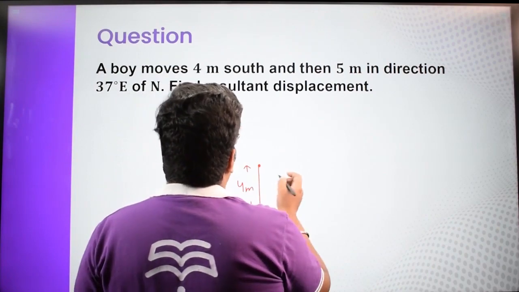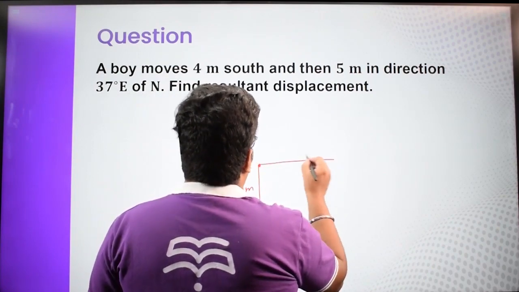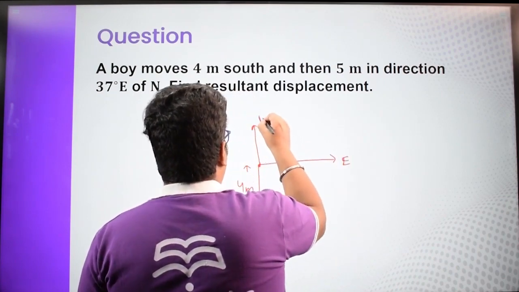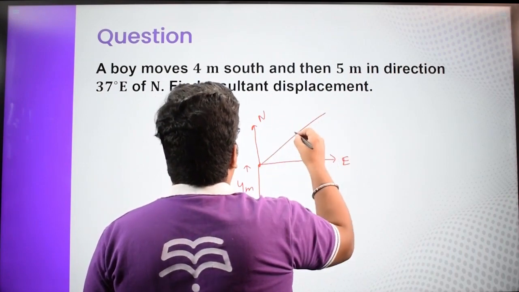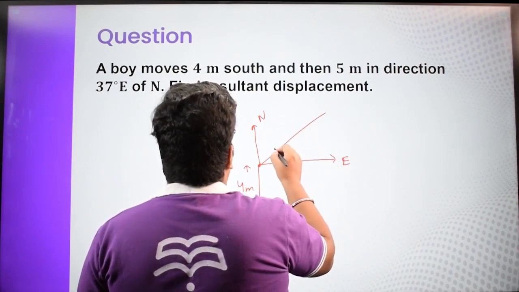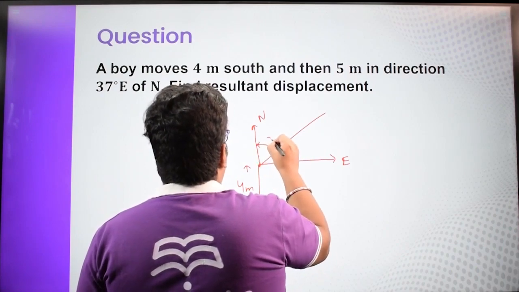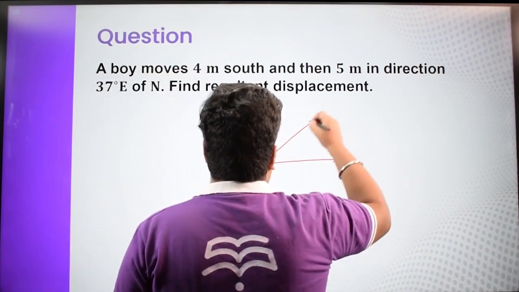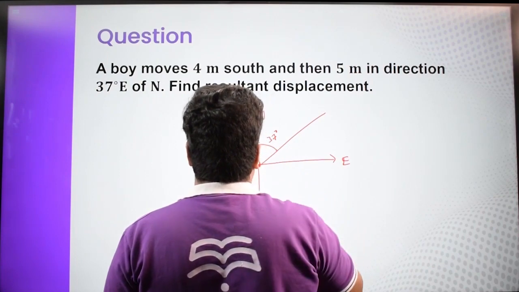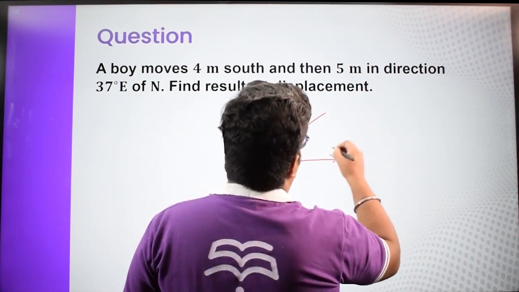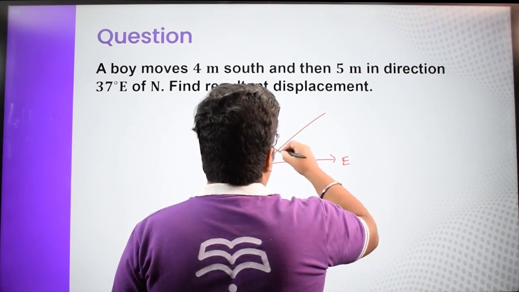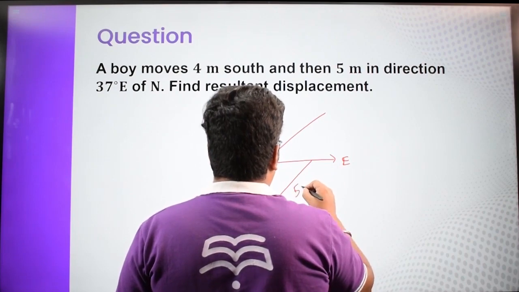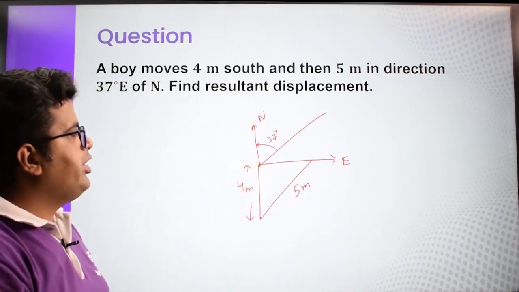And then 5 meters in the direction 37 degrees east of north. Now if I ask you east of north, this is going to be basically east and this is going to be basically north. So east of north means you have to take an angle of 37 degrees with north. Now this is given to you as 37 degrees, right? And the body is moving in this way. So earlier it moves 4 meters and then 5 meters in the direction of 37 degrees east of north. So that is in this direction. So I can say that this is going to be basically your 5 meters, right? And we have to find the resultant displacement.